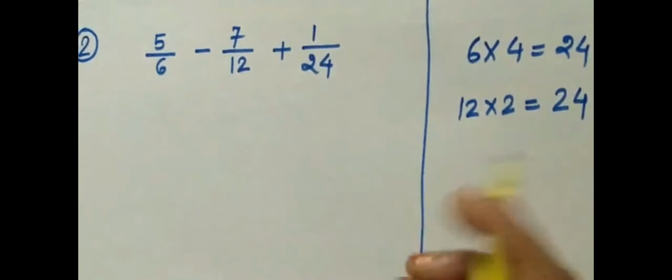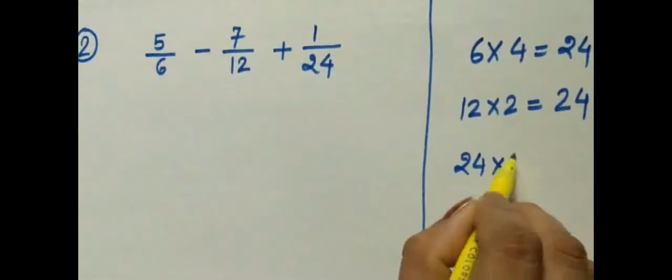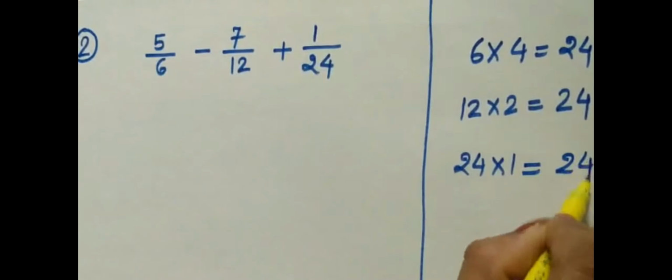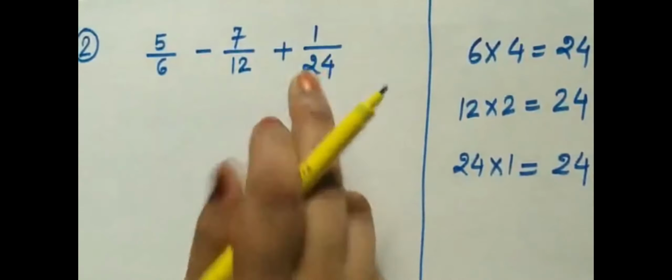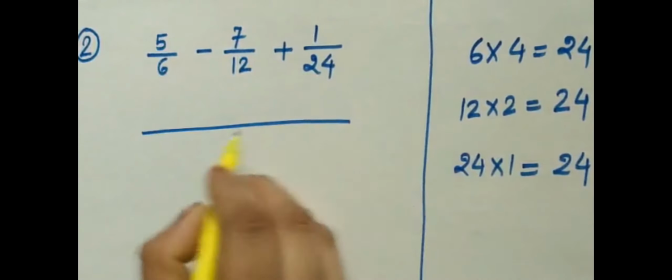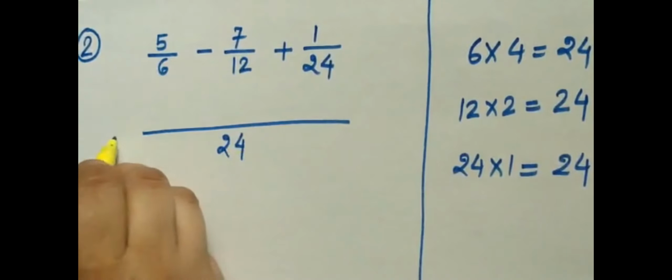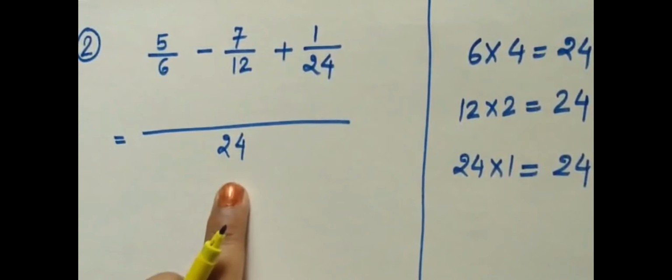Or in the table of 24, 24 cross 1 we will get 24. So 24 is the highest denominator which comes in the table of the other two smaller denominators. So simply we will take the LCM 24 without any doubt here.